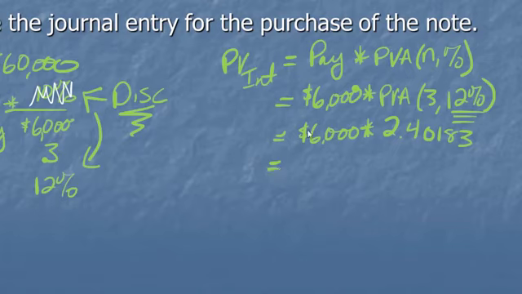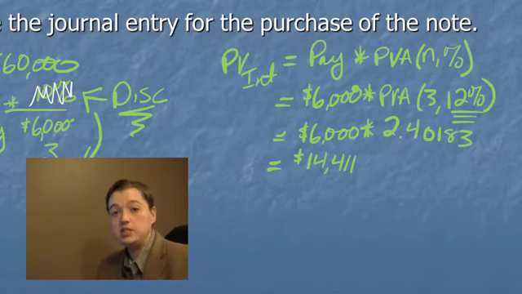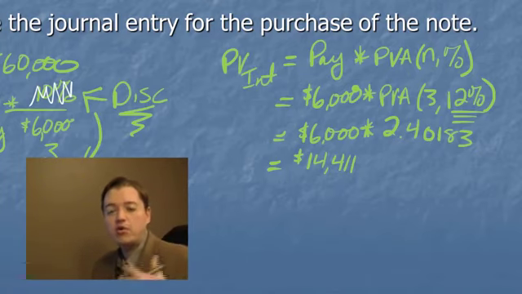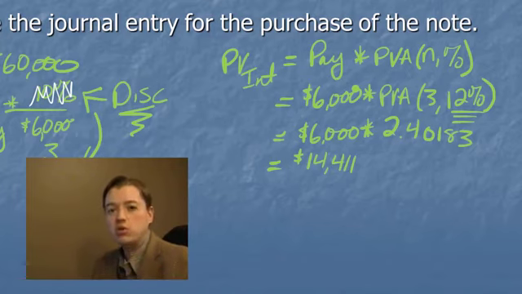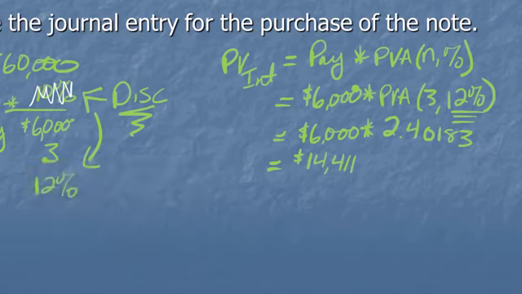And now it's just simple multiplication. 6,000 times 2.40183 gives me 14,411. So that series of interest payments at 12% interest is worth today $14,000. Not the 18,000, 6,000 times 3, but 14,400 when we account again for inflation, risk, and the inconvenience of not having that money to invest somewhere else.